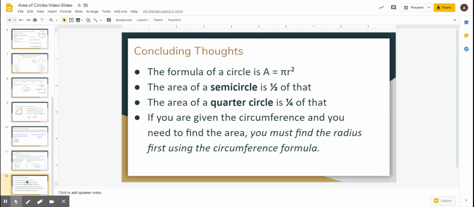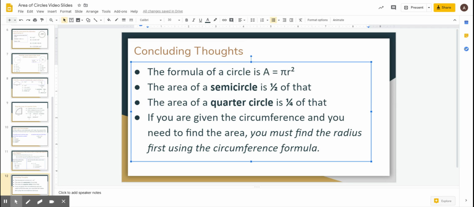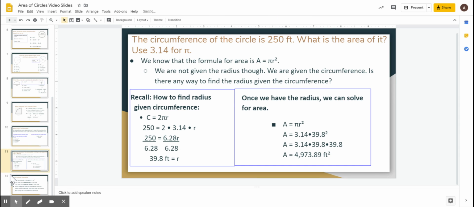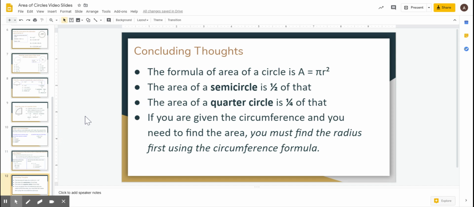All right, so some concluding thoughts. The formula of area of a circle is area equals pi r squared. The area of a semicircle is half of that. The area of a quarter circle is 1/4 of that. And if you are given the circumference and you need to find the area, you must find the radius first using the circumference formula.